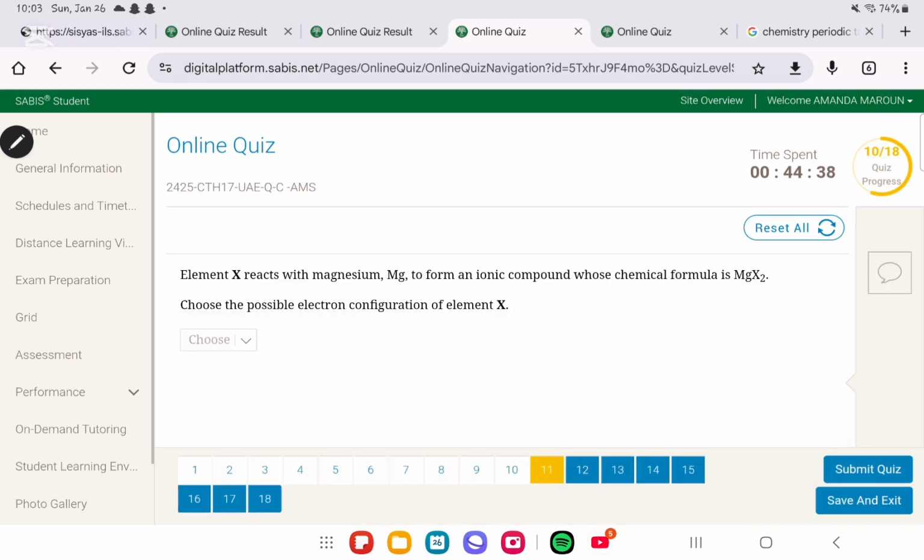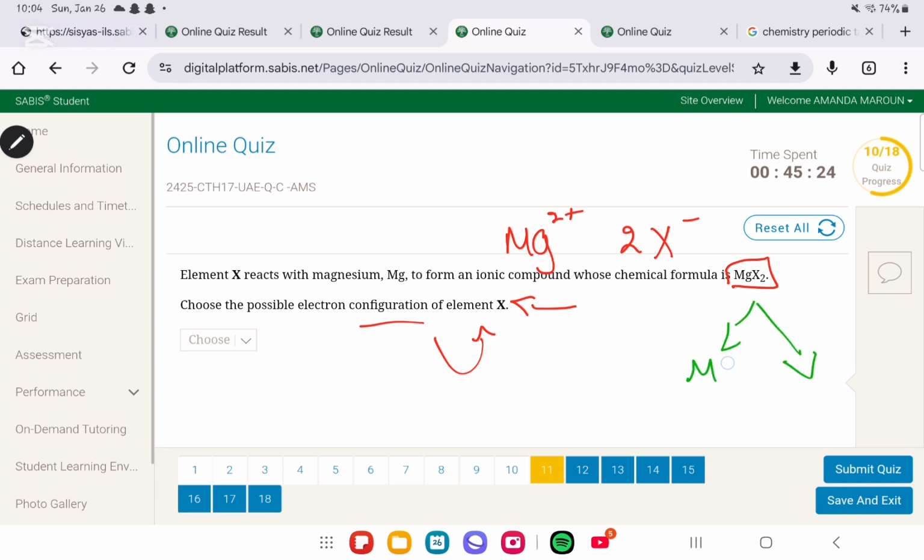Okay, this question is very, very nice. Pay attention. Here it is a compound. All right, but when you move on to the question, they ask for the configuration of the element, not in the compound. So when they're asking for the configuration of the element X, okay, first of all, we know that Mg is going to be Mg2 plus, and X is probably going to be 2X minus. All right, so if you split them into their atoms, Mg2 plus and X minus.